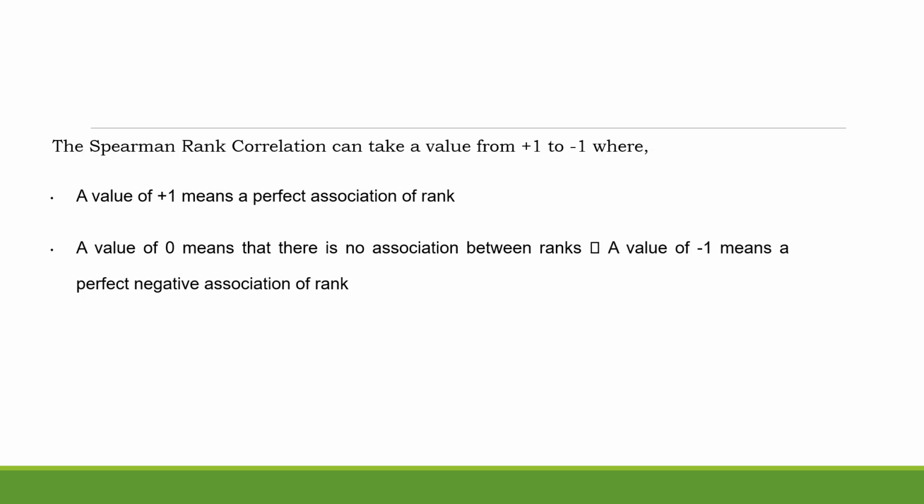The Spearman rank correlation can take a value from +1 to -1, wherein a value of +1 means a perfect association of rank. A value of 0 means that there is no association between ranks. A value of -1 means a perfect negative association of rank.